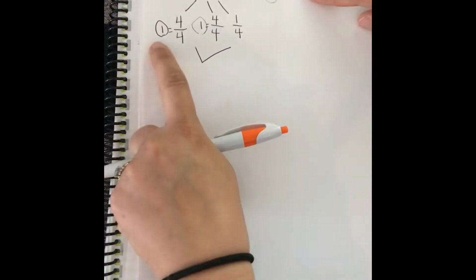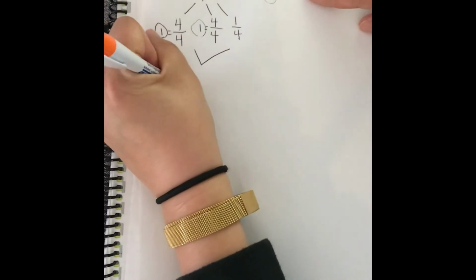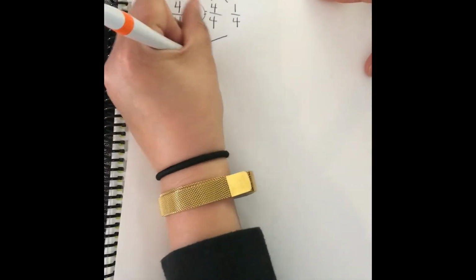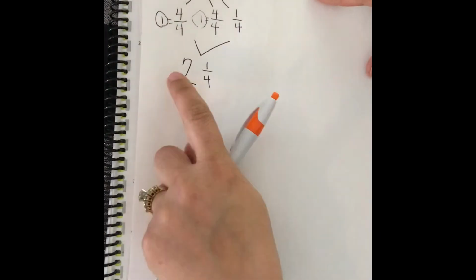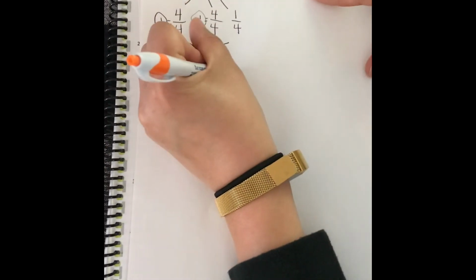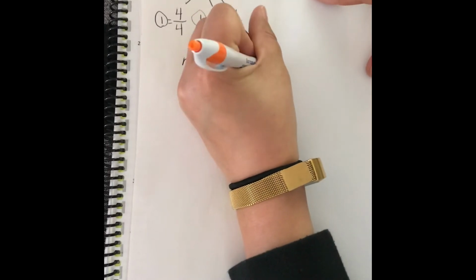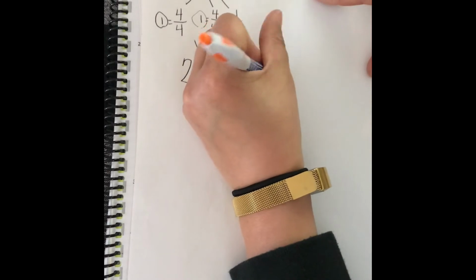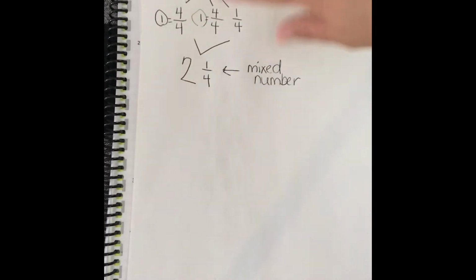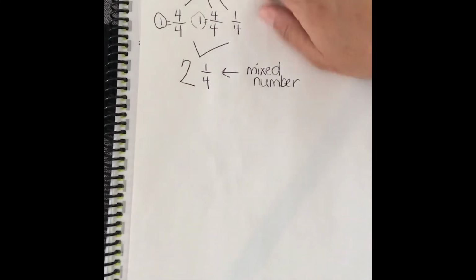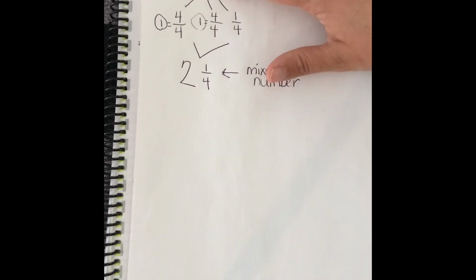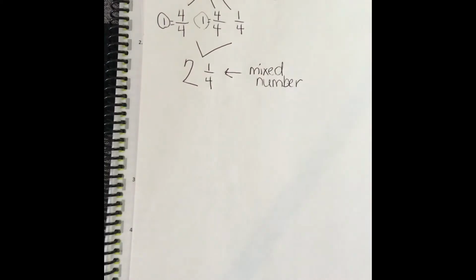We have 4/4 and 4/4 and 1/4. Together, when we put them all together, 1 plus 1 is 2. Remember, those are our whole numbers. And we're left with 1/4. So 2 and 1/4, this is our mixed number. It's a mixture of numbers. It's got a whole number and a fraction. Mixed number is the equivalent or the same value as 9/4. We talked about last week that we don't want to leave it as an improper fraction. We want to convert it to a mixed number.